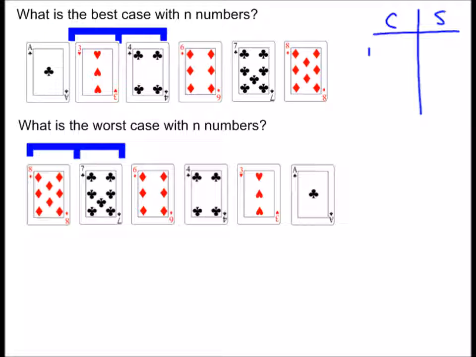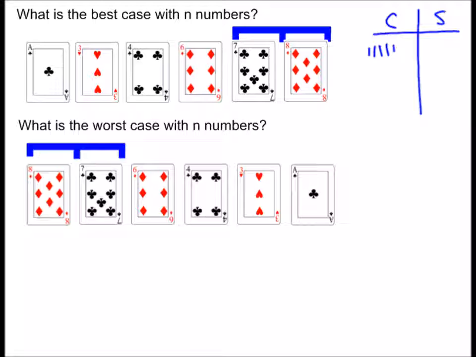On my second pass, I have one comparison, and I don't swap them, so that's the end of that pass. On my third pass, I have one comparison and no swaps, so that's the end of that pass. On my fourth pass, I'm going to have one comparison, no swaps. On my fifth pass, I'm going to have one comparison and no swaps.